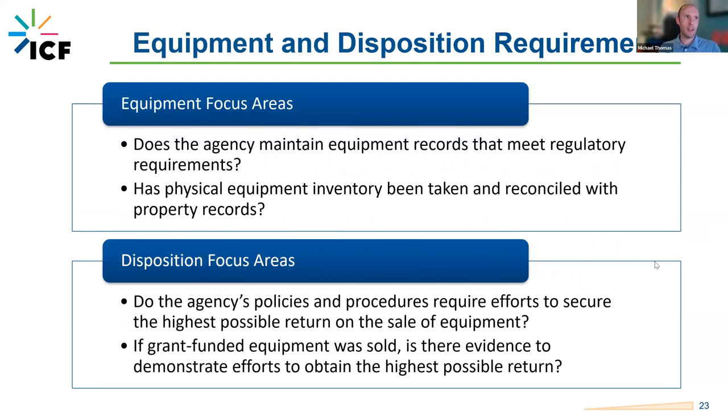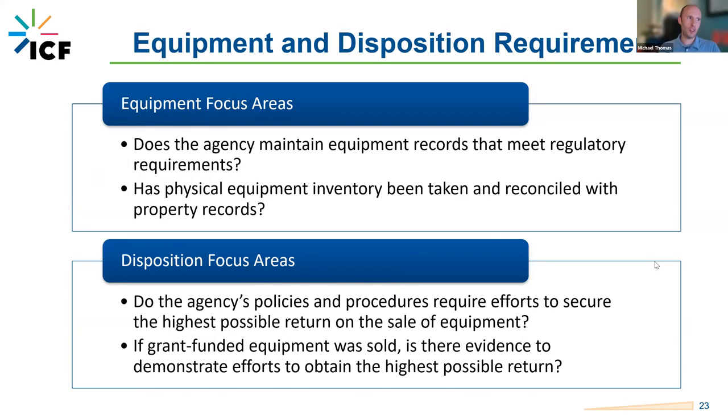And then finally, equipment and disposition requirements. So for equipment, does the agency maintain equipment records that meet regulatory requirements? And then has a physical equipment inventory been taken and reconciled with property records? That's an important one if you purchased equipment. So I'm just going to reiterate that. If you have purchased equipment, you have to have a process to periodically do a physical inventory of that equipment and then reconcile that with your records. So do you have the equipment that your records say that you have?